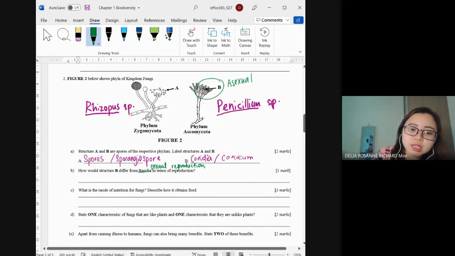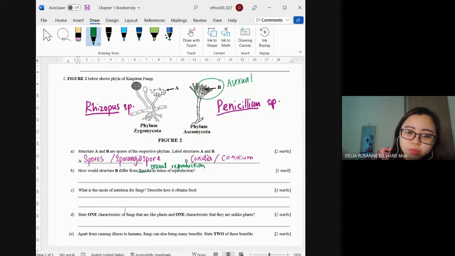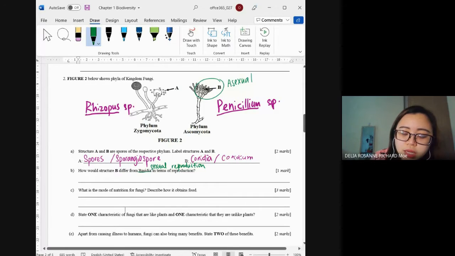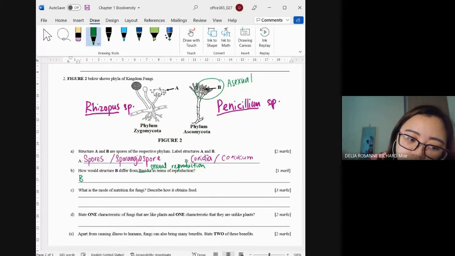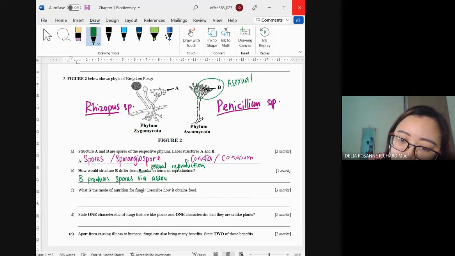Basidiomycota ataupun Basidia itu adalah sexual reproduction. So when you want to answer this question, how would structure B differ from Basidia in terms of reproduction? Then you're just going to say that B produces spores via asexual reproduction, while Basidia produces spores via sexual reproduction.